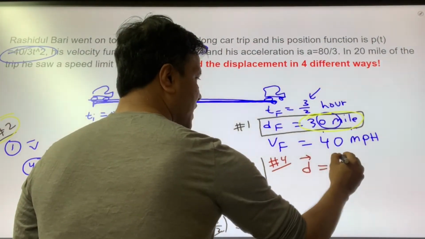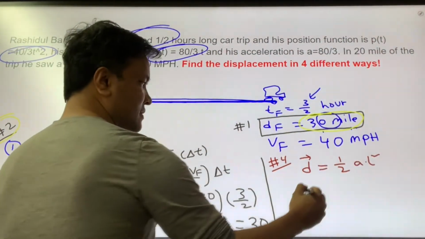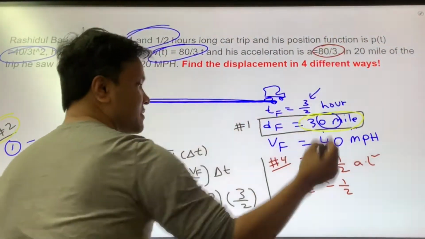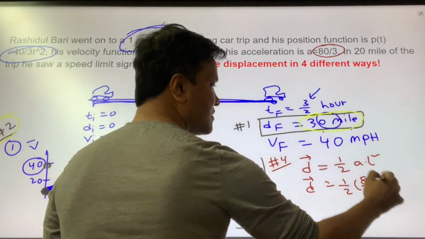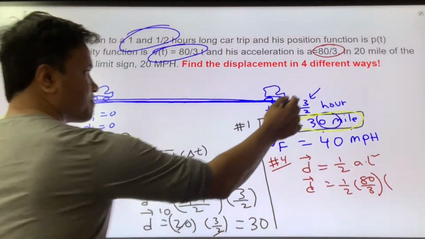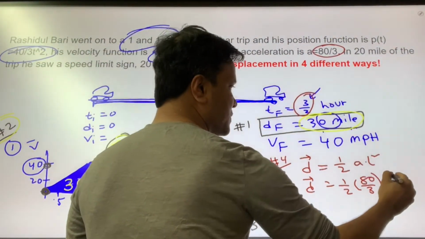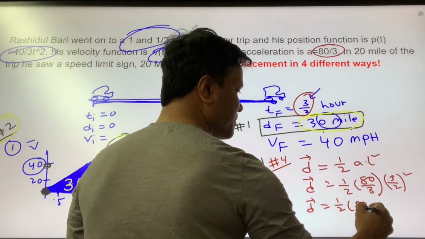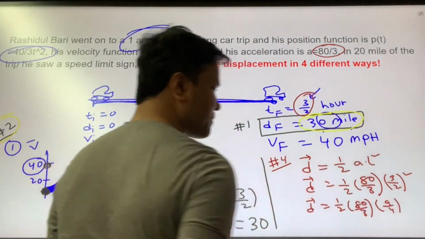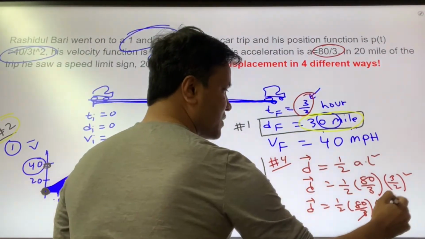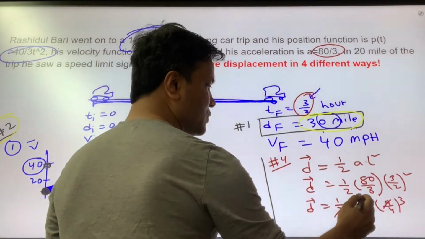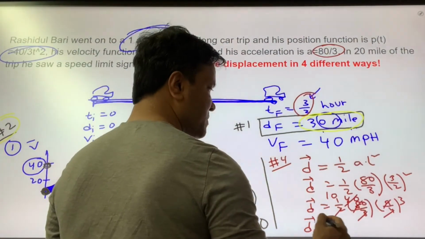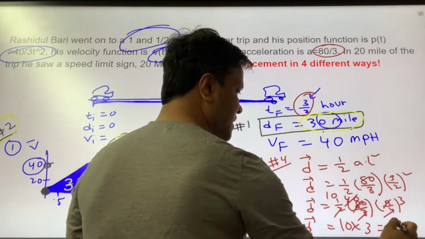Displacement is equal to half a t squared. Now displacement is equal to half times a times t squared. What is the a? Acceleration. Acceleration is given, 80 over 3. And the t is 3 over 2, squared. So the displacement is equal to 1 over 2 times 80 over 3 times 9 over 4. 3 goes into 9 three times. 2 goes into 80 forty times. 4 goes into 40 ten times. So displacement is 10 times 3, 30.